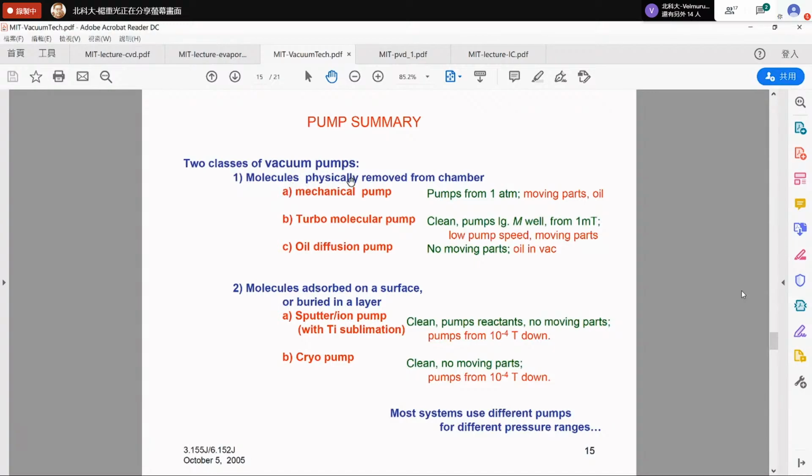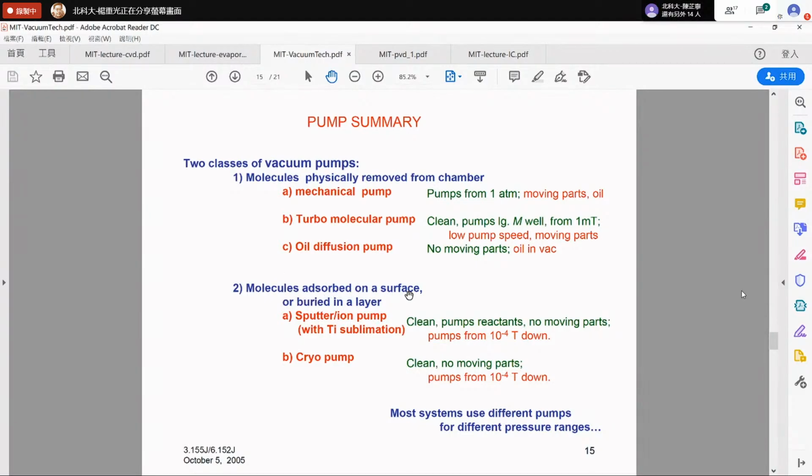And we have molecular pumps physically removing gas from the chamber: the mechanical pump, pumping from 1 atm, and the turbomolecular pump, pumping from 1 millitorr, and the oil diffusion pump, with no moving parts, because it just traps gas using the oil diffusion in vacuum, and we use that as a driving force to remove the gas molecules.